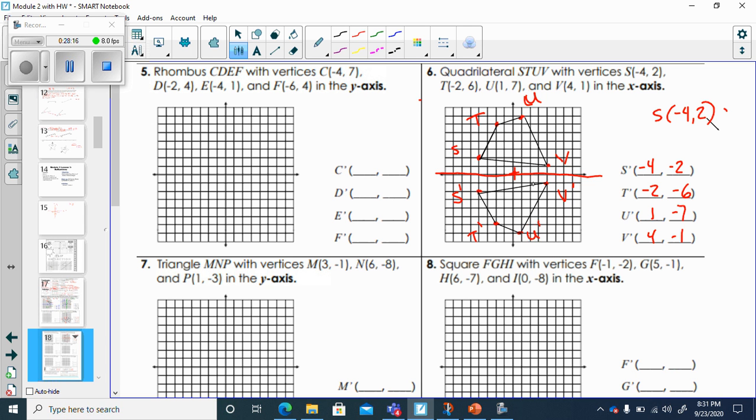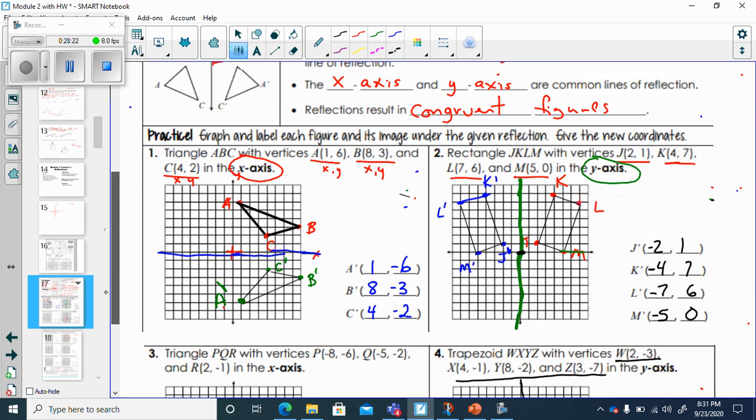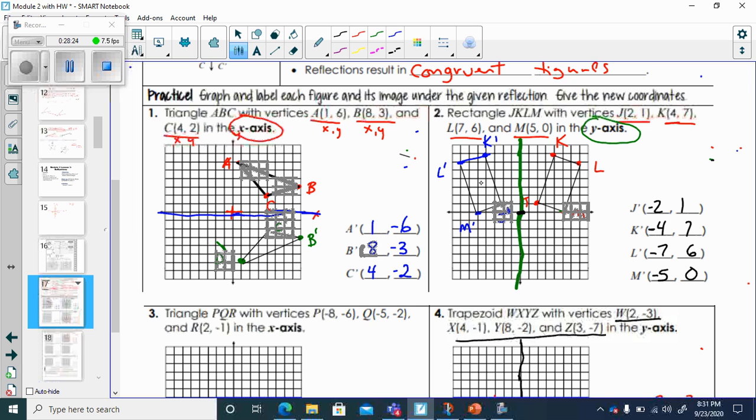So are the corresponding angles. Okay? What if we had any parallel lines here? Look, we had parallel lines here, parallel lines here. If I started with parallel lines, after the reflection, I have parallel lines. Okay? So we've got a reflection, we have congruent figures.